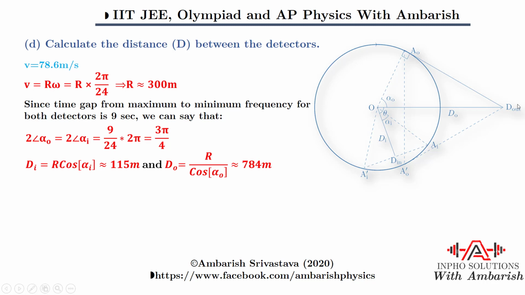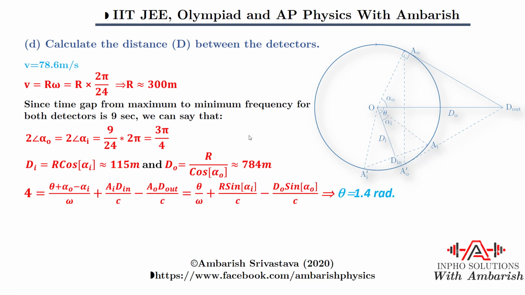Similarly for DO, this angle is 90 degrees and this distance OD out is DO. This angle is alpha O, which is also equal to alpha I, and we have already found alpha, so we can find this distance DO as R upon cos alpha naught, and that is 784 meters. So these two things we have found. Now, this angle is your theta.